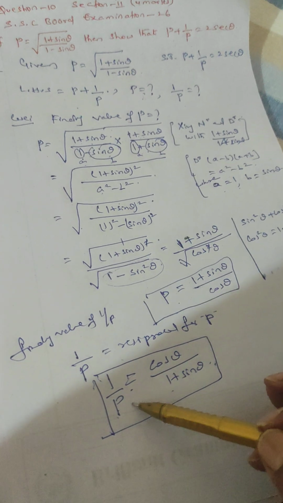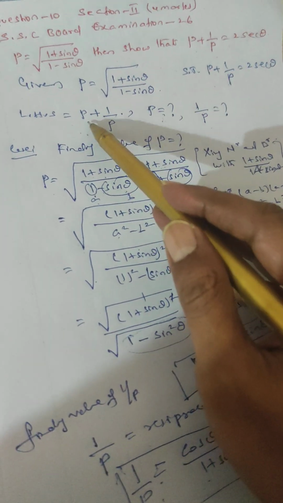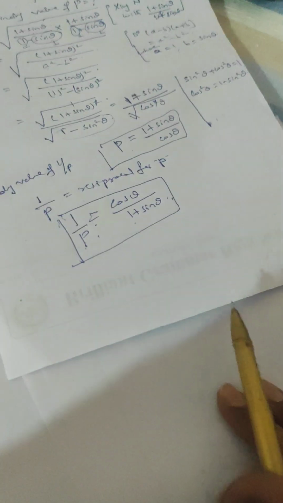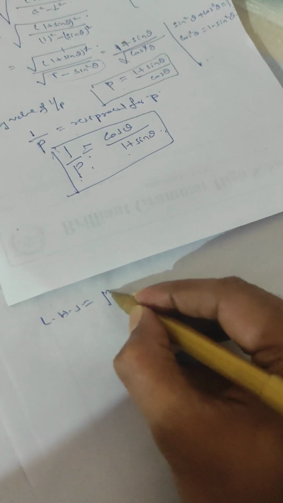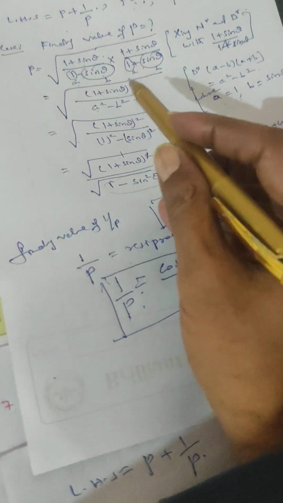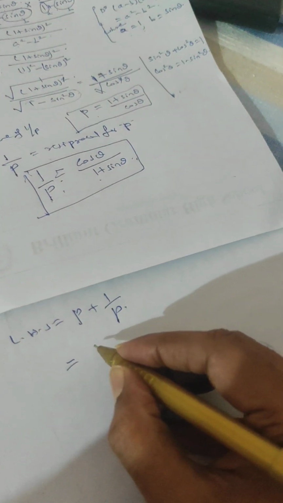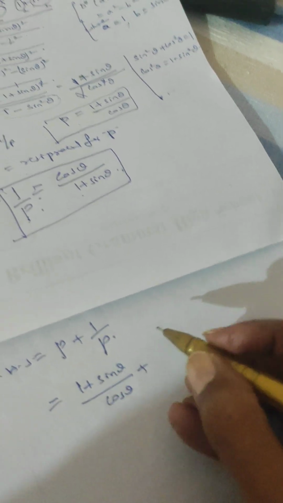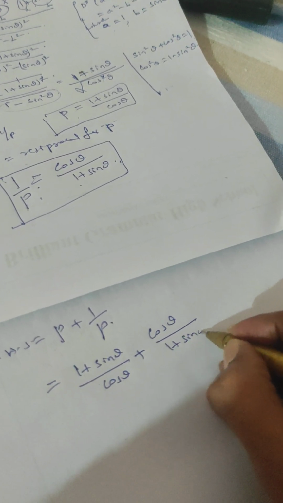Once you have the p value and 1 by p value, take the help of LHS. What is LHS? p plus 1 by p. Now I will replace the p value and 1 by p value in LHS. LHS is p plus 1 by p. Let us substitute the value of p. What have I got here? I got 1 plus sine theta by cos theta. So in the place of p I will write 1 plus sine theta by cos theta plus, what is the value of 1 by p I got? Here I got 1 by p as cos theta by 1 plus sine theta.